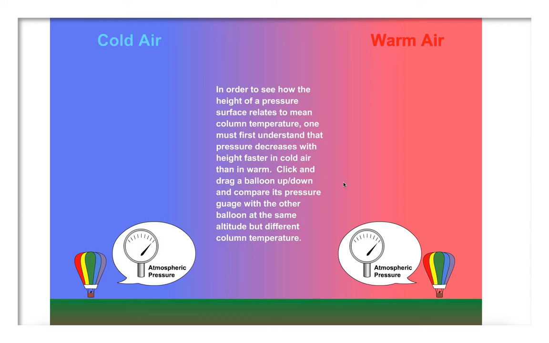All right, for the next concept, we're going to look at the effect of warm and cold air columns again on pressure, just to get a further understanding of this. In order to see how the height of a pressure surface relates to the mean column temperature, one must first understand that pressure decreases with height faster in cold air than it does in warm air.